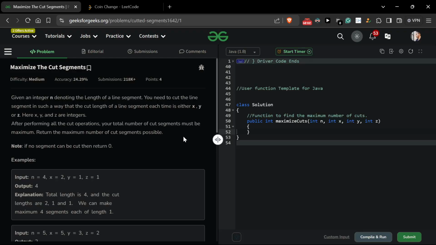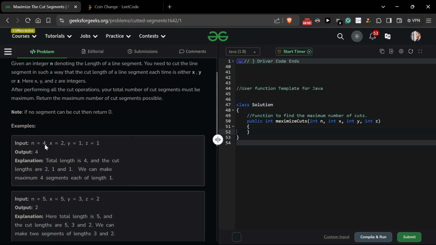Here we go. We have a question, maximize the cut segment. We are given an integer n denoting the length of a line segment, and we need to cut the line in such a way that the length of each segment is either x, y or z. x, y, z are integers and they are given. After performing the cut operation, our total number of cut segments must be maximum. So we have to return the maximum number of cut segments possible.